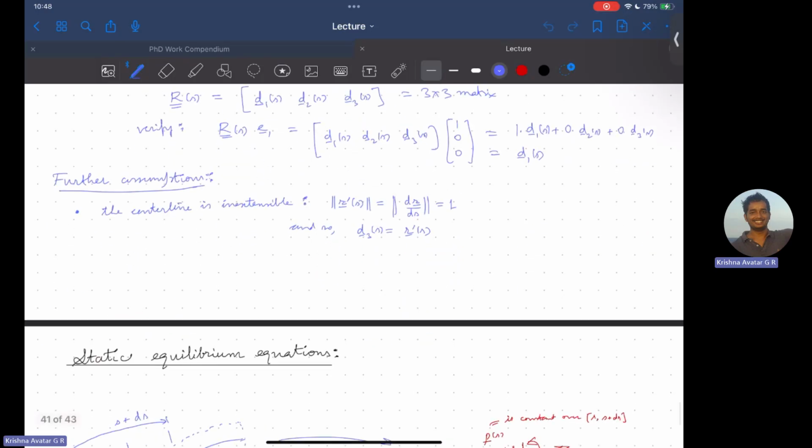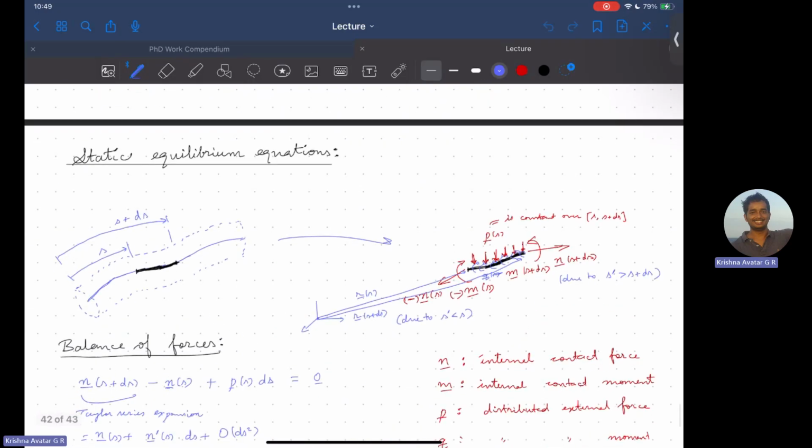We make further assumptions that the center line is inextensible. Thereby, what we have is that the norm of r prime of s is 1, and so D3 is equal to r prime of s.